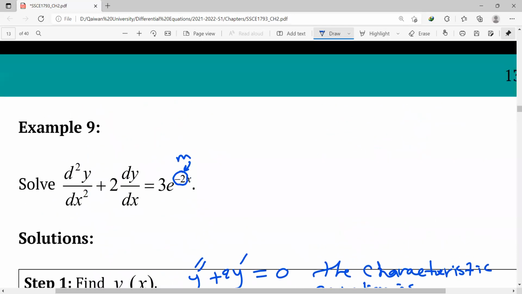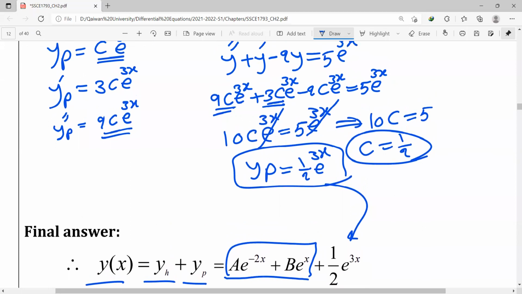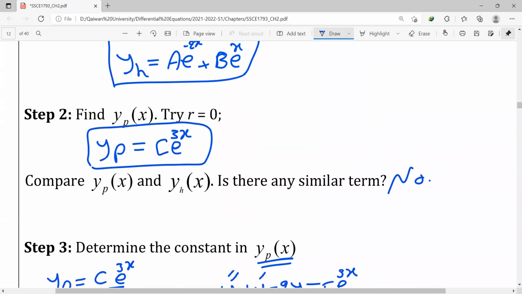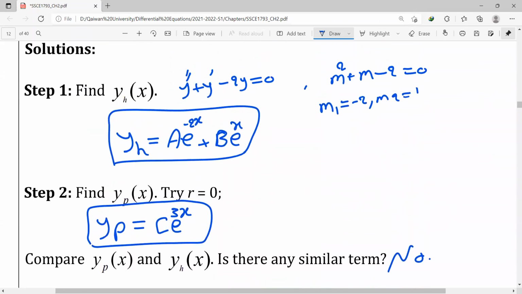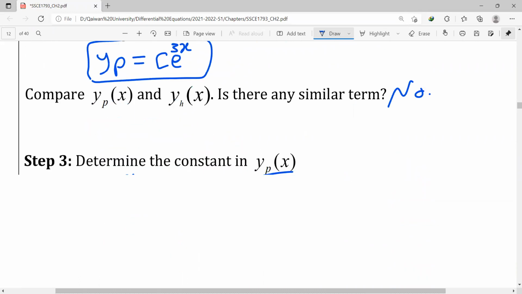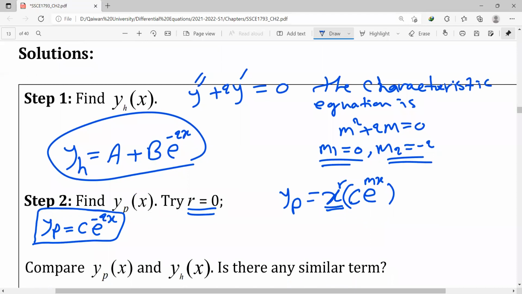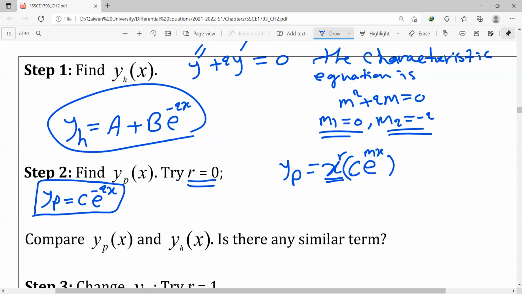Look, in the previous example we had a different exponent. But here we have the same exponent for e. As you see, it's minus 2x, and here you have e to the minus 2x also. That means there is similarity. Yes.